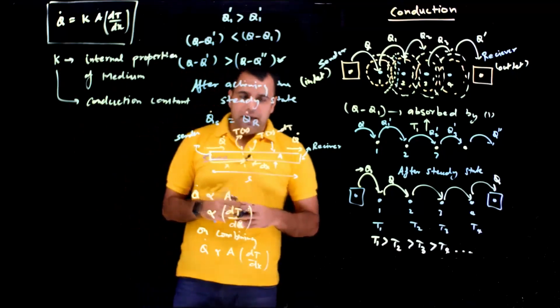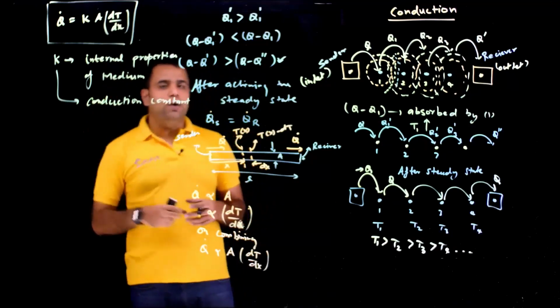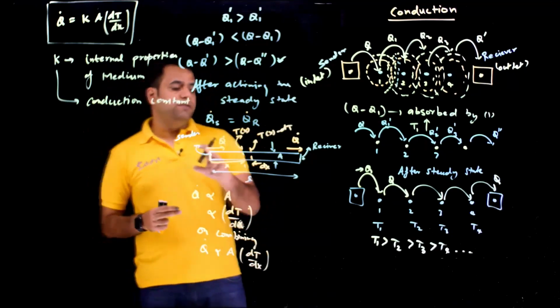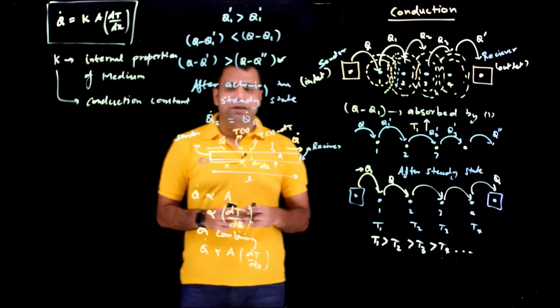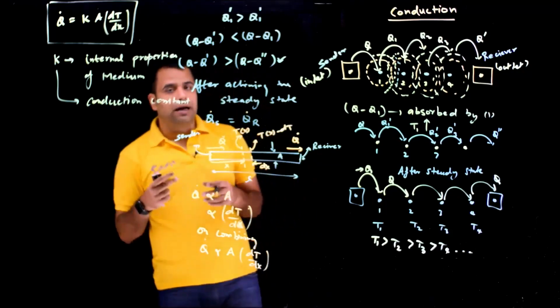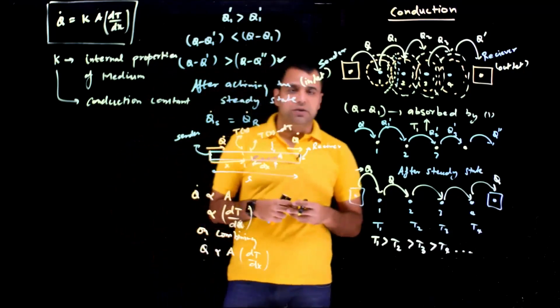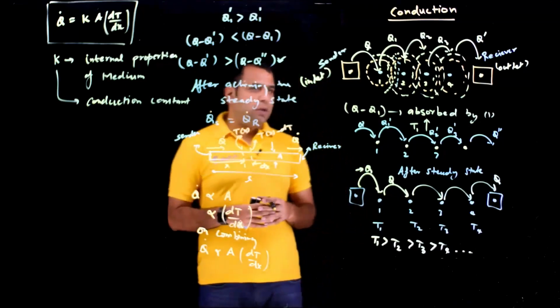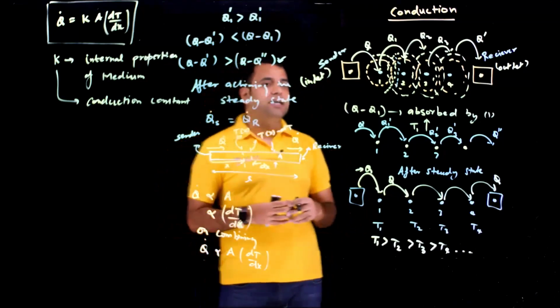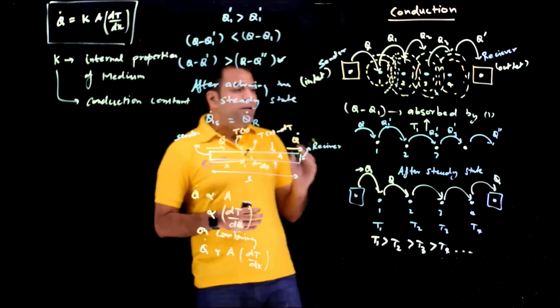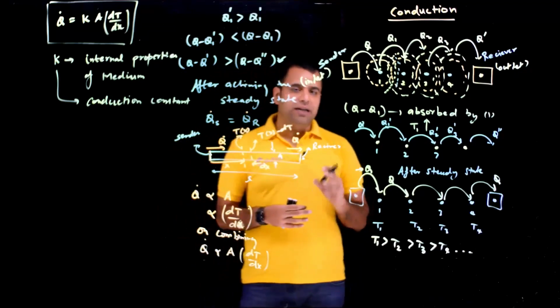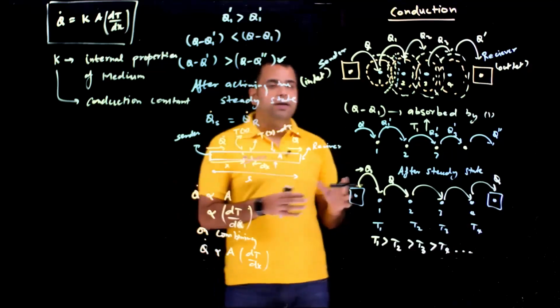And as you can see, dT over dx will be 0 if the medium throughout is having the same temperature. If dT over dx is 0, the amount of heat Q transferred will be 0. So you see, to transfer the heat through the medium through the process of conduction, you need to have a temperature gradient. If you don't have the temperature gradient, the heat will not get transferred.